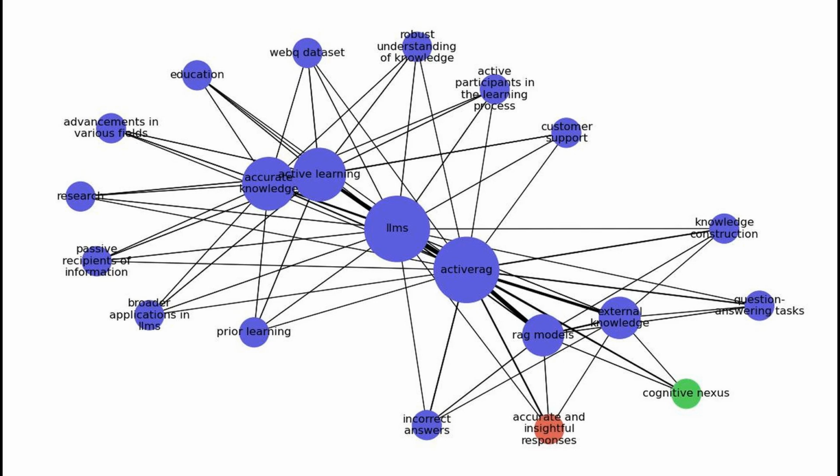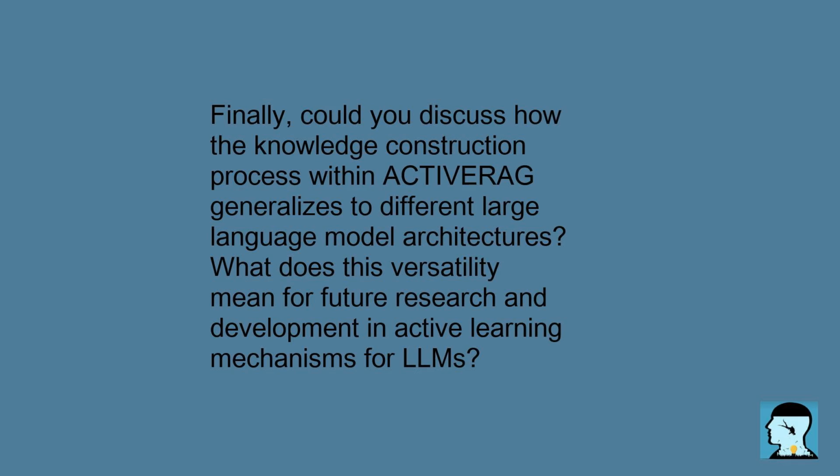The implications of these results are substantial. They suggest that by incorporating active learning strategies, LLMs can achieve a more robust understanding of knowledge. It opens the door for broader applications of active learning in LLMs, making them not just passive recipients of information but active participants in the learning process. This could lead to advancements in various fields where accurate knowledge retrieval and comprehension are crucial, such as education, research, and customer support. Thank you for that detailed overview of ActiveRAG's experimental results and their implications.